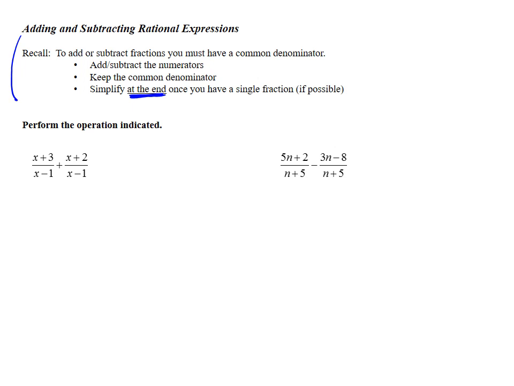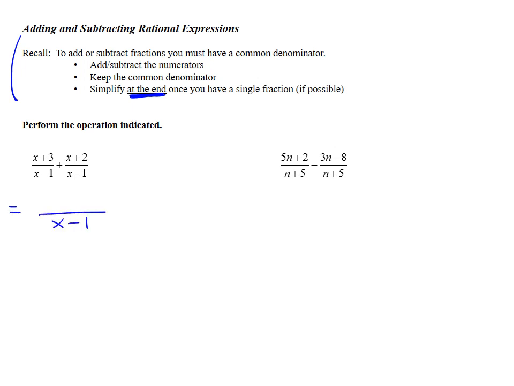So let's look at a couple of examples. These two examples, one addition and one subtraction problem, both have a common denominator already. In the first one, we have the fraction x plus 3 over x minus 1 plus the fraction x plus 2 over x minus 1. So we have a common denominator of x minus 1.